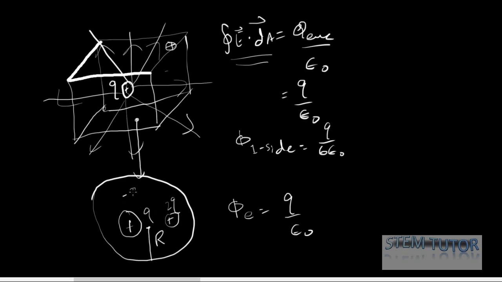And if there was another minus 3Q here, then you add up all the charges, it becomes 0, so the flux is 0. So flux is nothing but the charge enclosed by the surface.